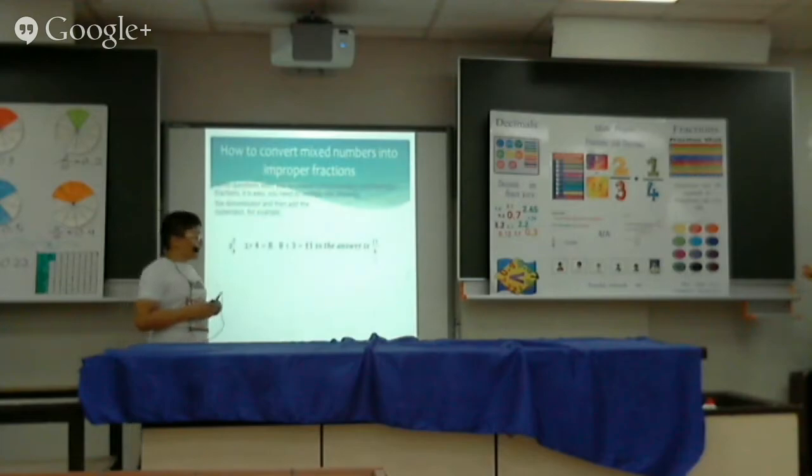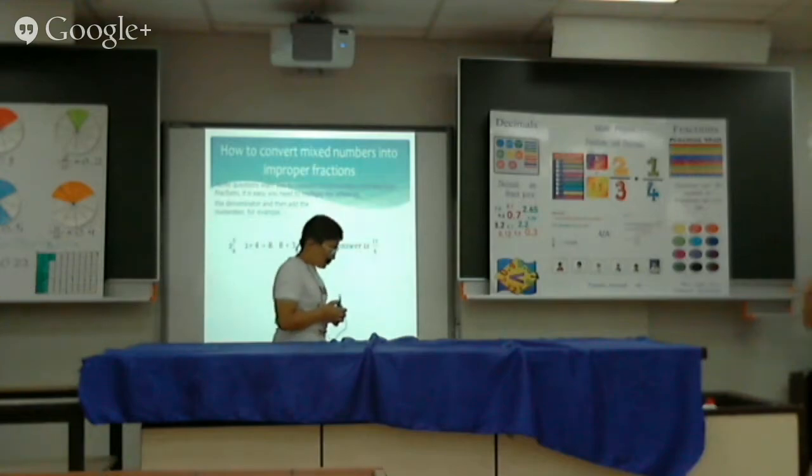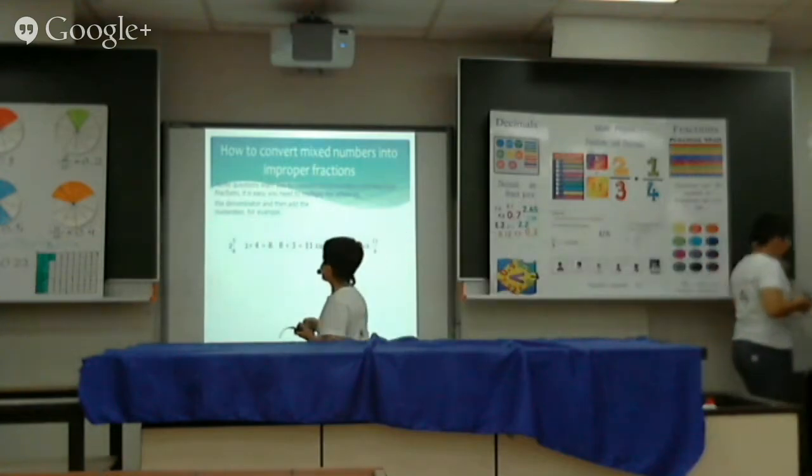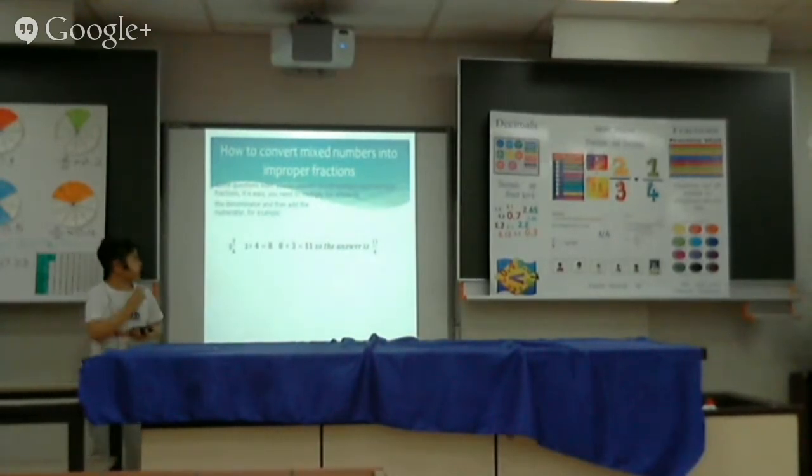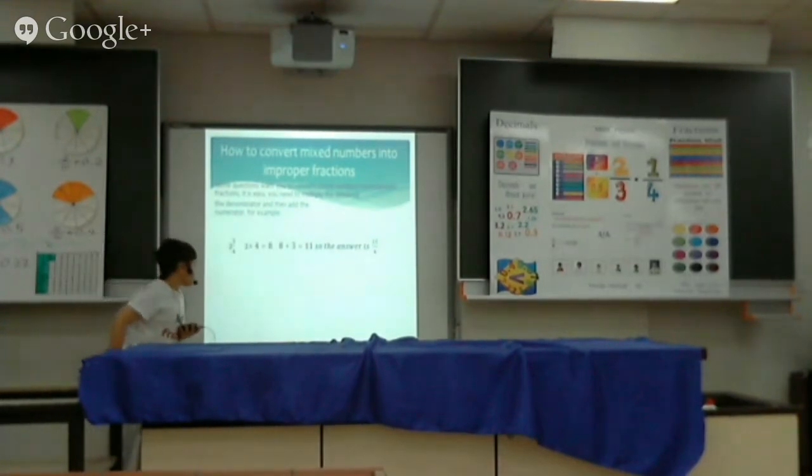Now the next slides are by Ahmed. How to convert mixed numbers into improper fractions. It is easy. You need to multiply the whole by the denominator and then add the numerator. For example, 2 3/4: 2 multiplied by 4 equals 8, 8 plus 3 equals 11. So the answer is 11 over 4.